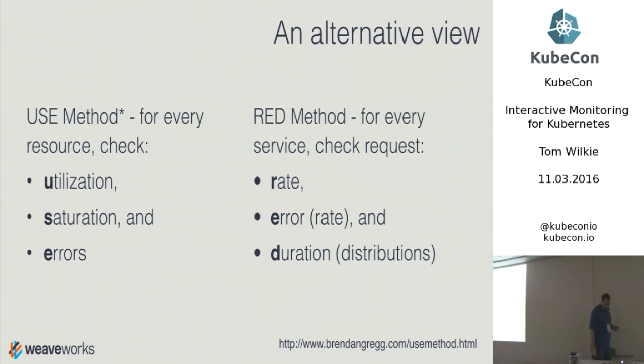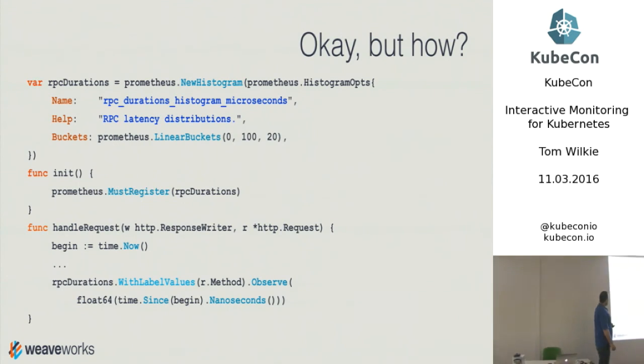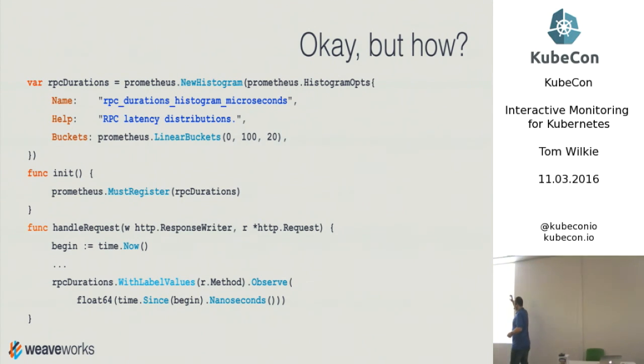So yeah. This is how you do it, right? This is horrible. I hate putting code on slides. But generally, this is using Prometheus. This is some code copied out of the service that we run at Weaveworks. And we set up a metric. This is RPC latencies. And we register it with Prometheus. And every single HTTP request, we record the latency.